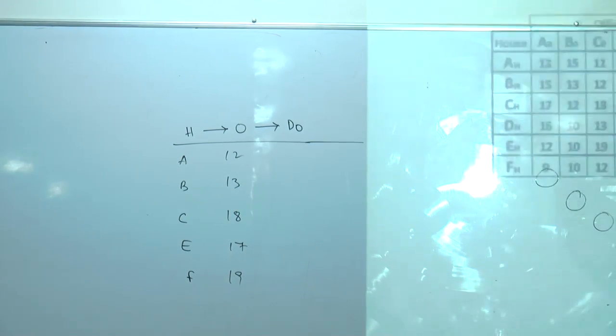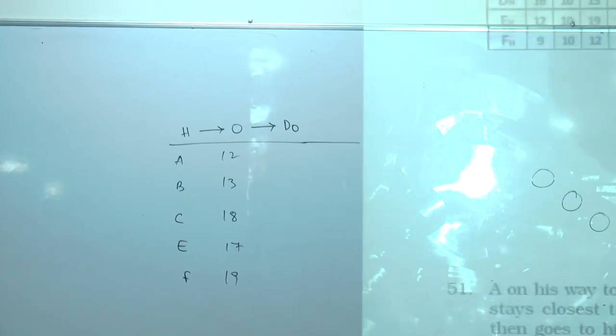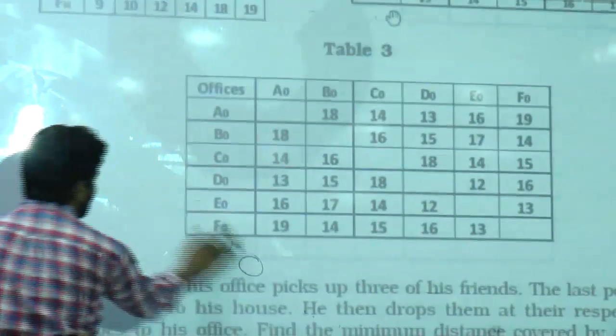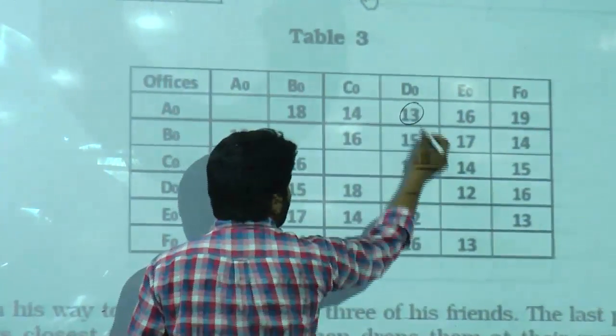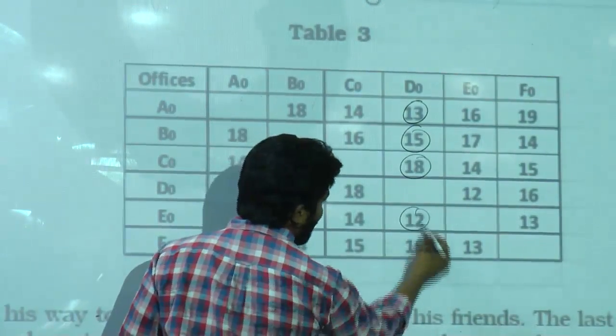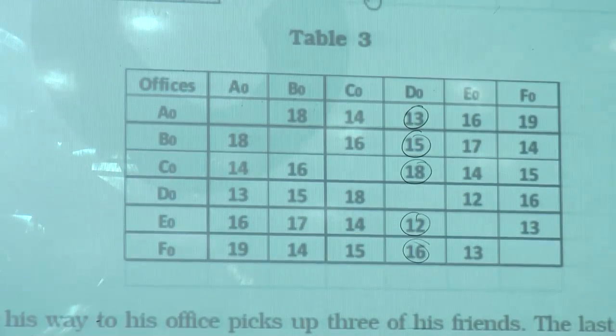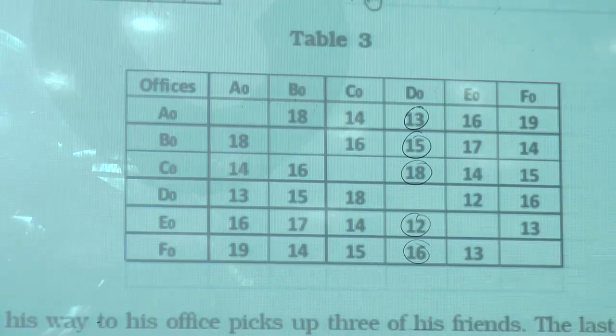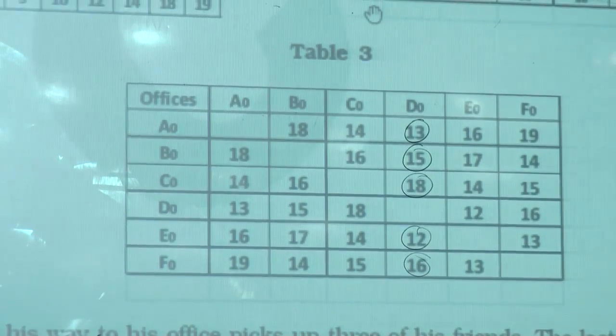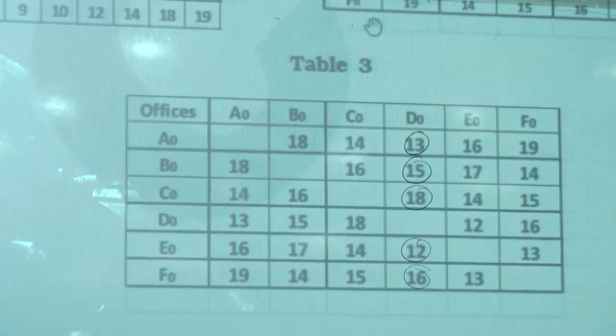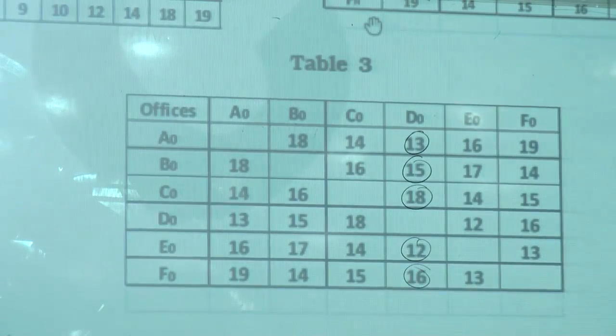From their respective office to D's office. This is a straight line, right? The vertical position is what you need to take: 13, 15, 18, 12, 16. Add those values here. I think this is the one, right? Where you are getting the least distance.